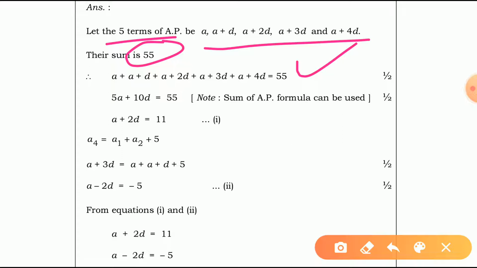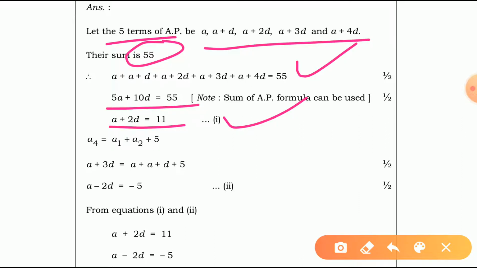Here there are 5 times a and 10 times d. So 5a plus 10d is equal to 55. Dividing throughout by 5, because 5 is divisible by 5, 10 is also divisible by 5, and 55 is also divisible by 5, after simplification we get this result. This is called equation number 1: a plus 2d is equal to 11.